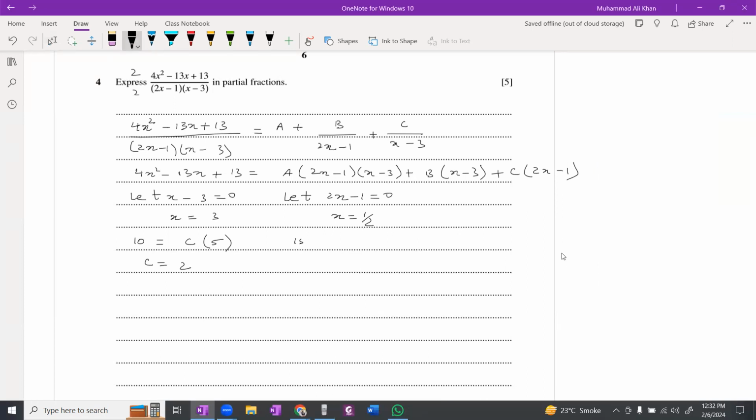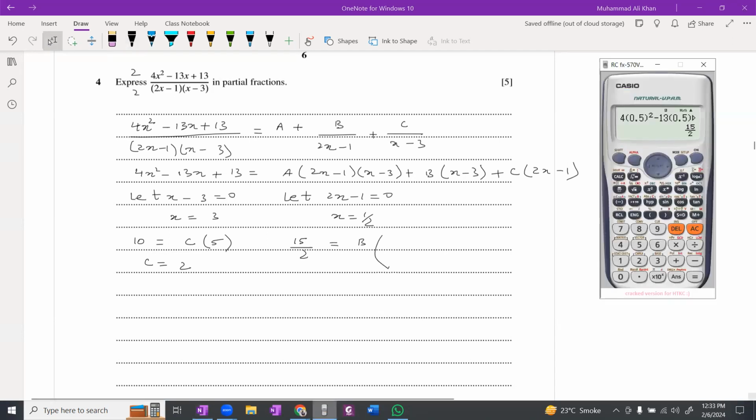Left hand side is 15 upon 2 equals a eliminated, c eliminated. What is b? b is 1 upon 2 minus 3.